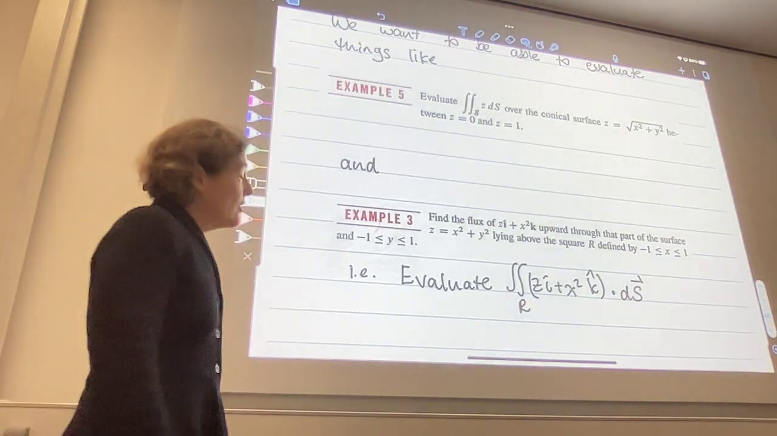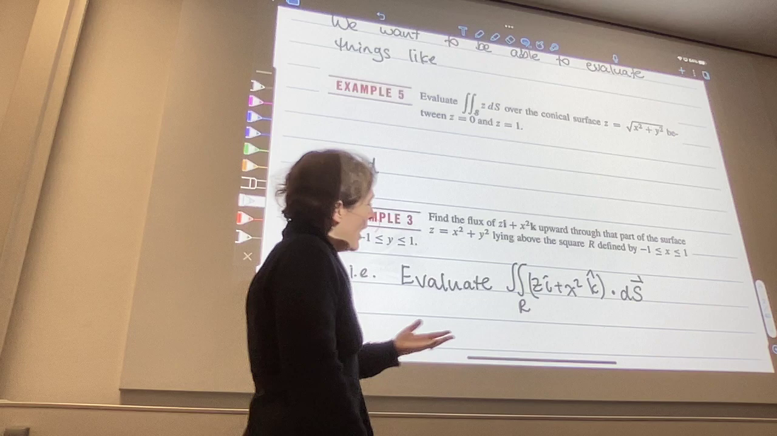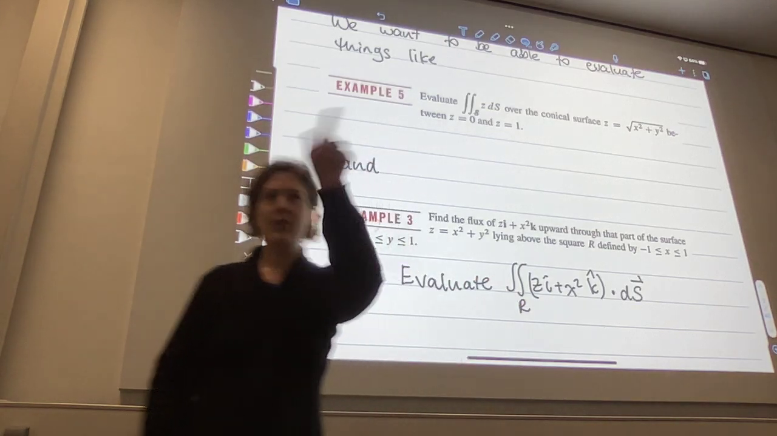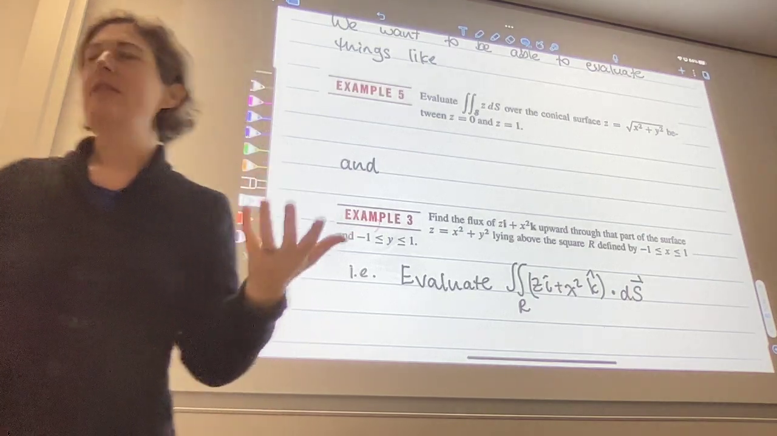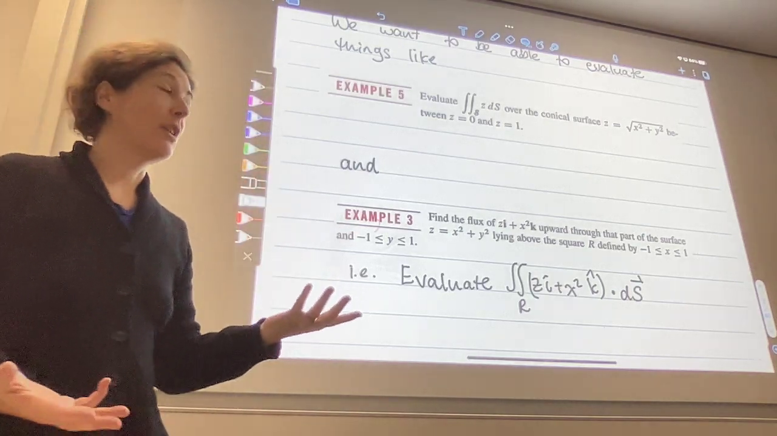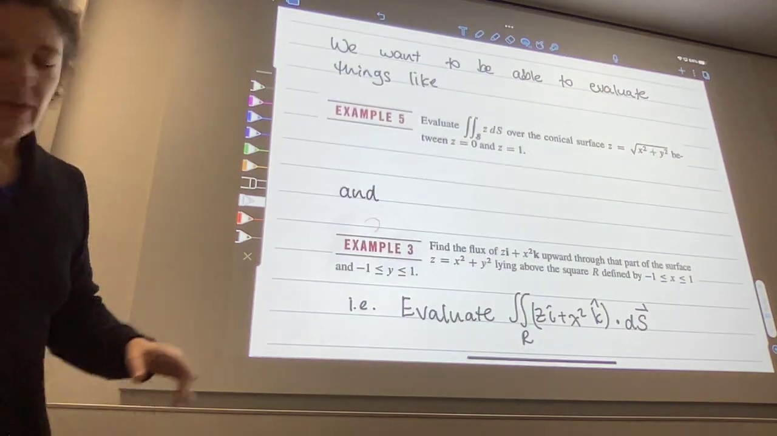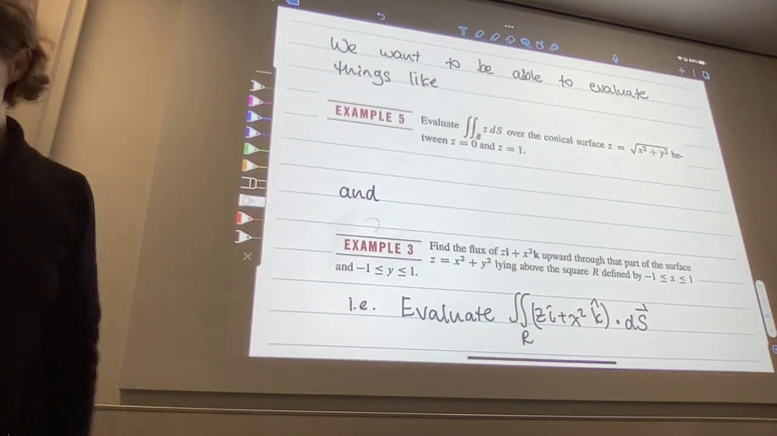And similarly, there's no reason why we can't ask, well, how much of a vector field is going through a particular region rather than just around a curve? And in fact, these kinds of questions come up in physics a lot. So what we're doing today is really putting together the machinery in order to be able to do these kinds of integrals.